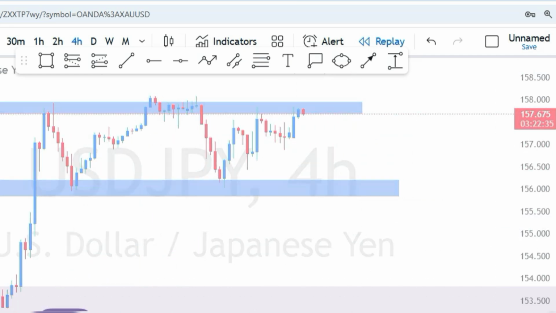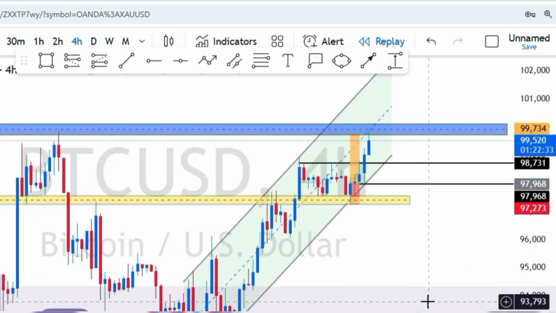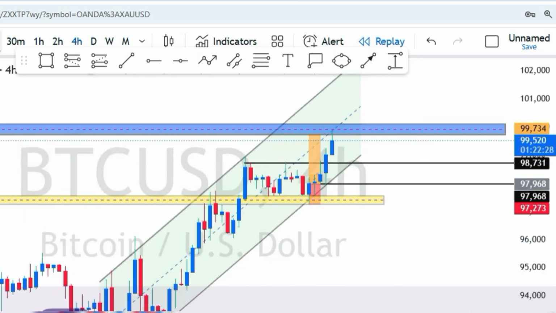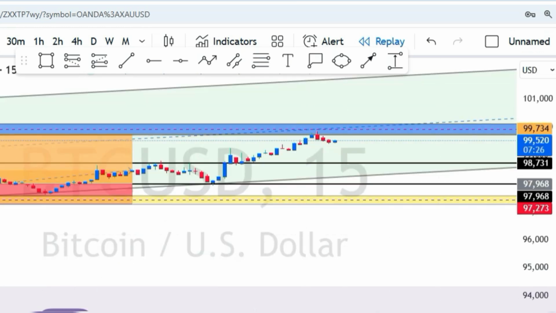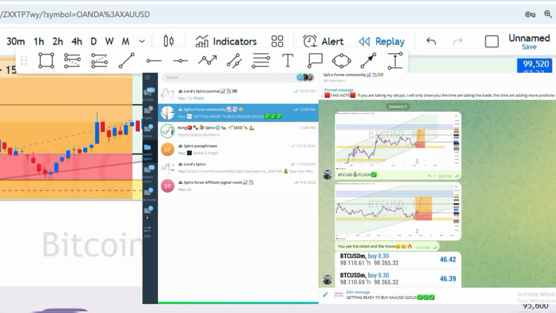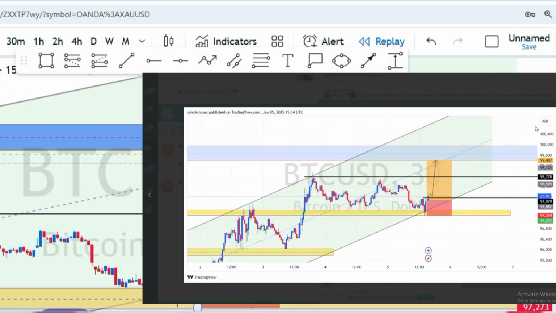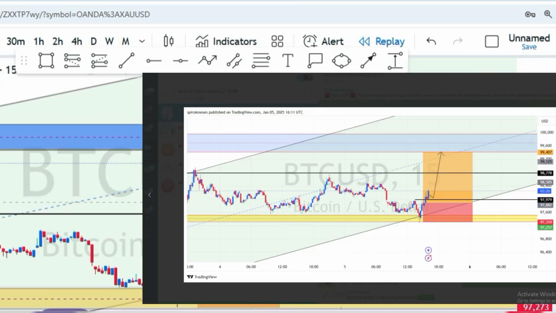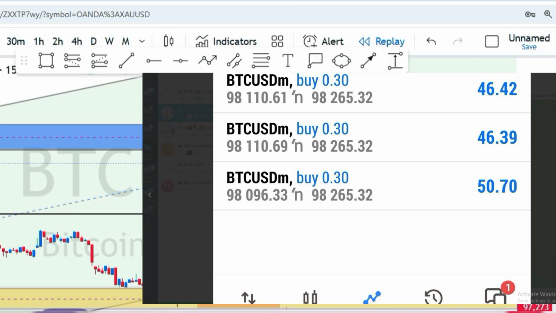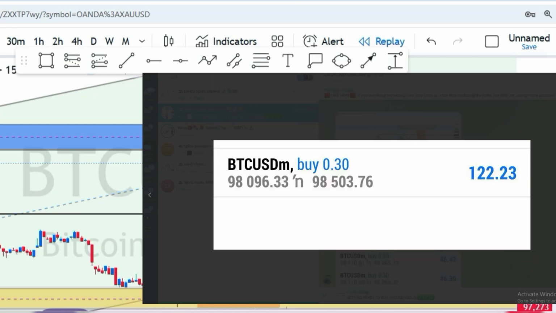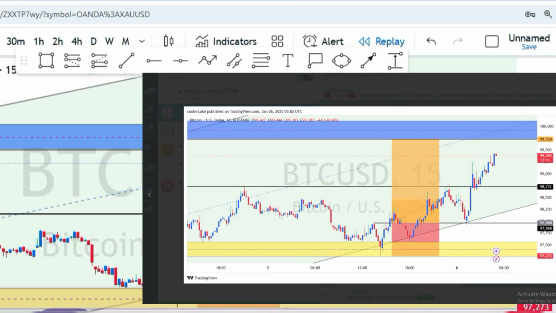BTC USD too. This is where we are currently in. Oh, the trade has hit our take profit. I will share the screenshot. This was a trade we took on Sunday. It was a weekend trade, and the trade has hit our take profit, about 176 pips. So guys, this is how we do it, and we keep it very simple.